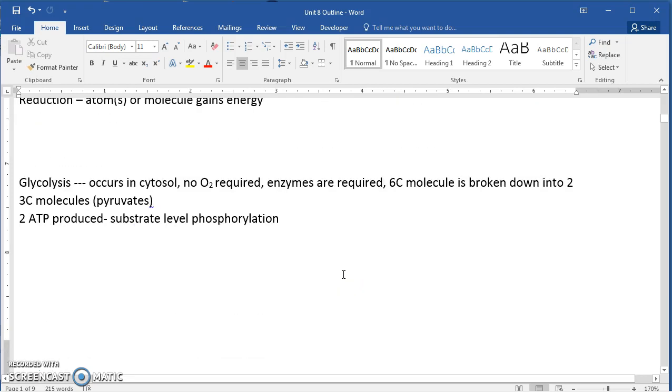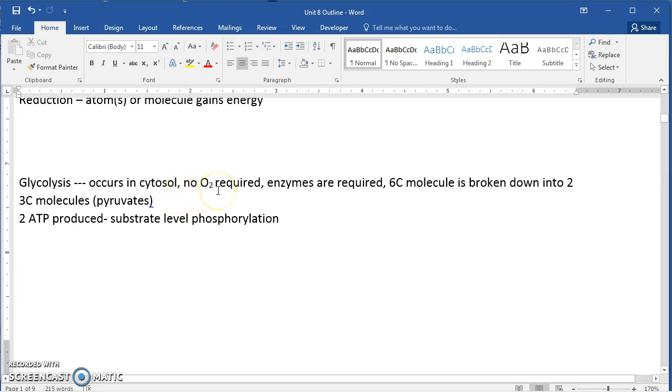When we talk about aerobic respiration, it starts with a set of reactions called glycolysis, and I've broken this down into the simplest terms. You can read this in a text, and there's a lot more information to try to assimilate, but I've broken it down into the main components. Glycolysis occurs in the cytosol. No special organelles are required. Just out in the watery portion of the cell, no oxygen is required.